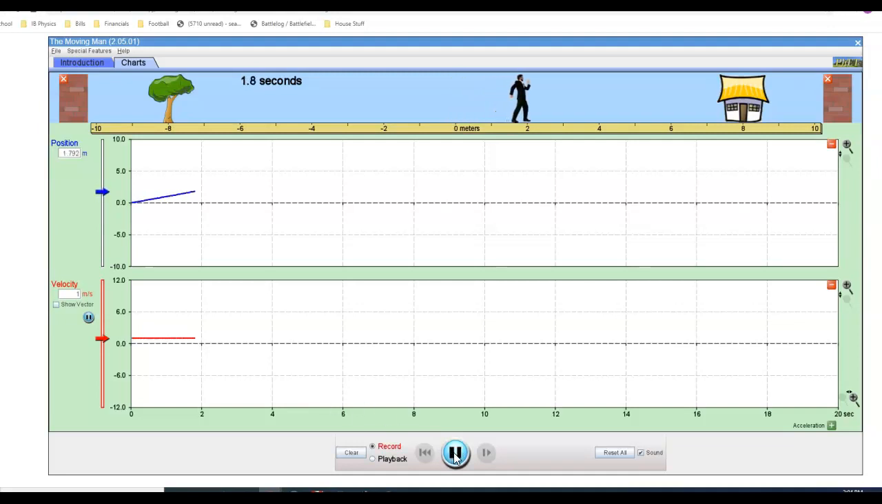And there we go. Okay, so notice my position time graph, my position is increasing. The slope of this graph would be 1 meter per second. This velocity time graph just has a constant value of 1. And so you can see the velocity is not changing.